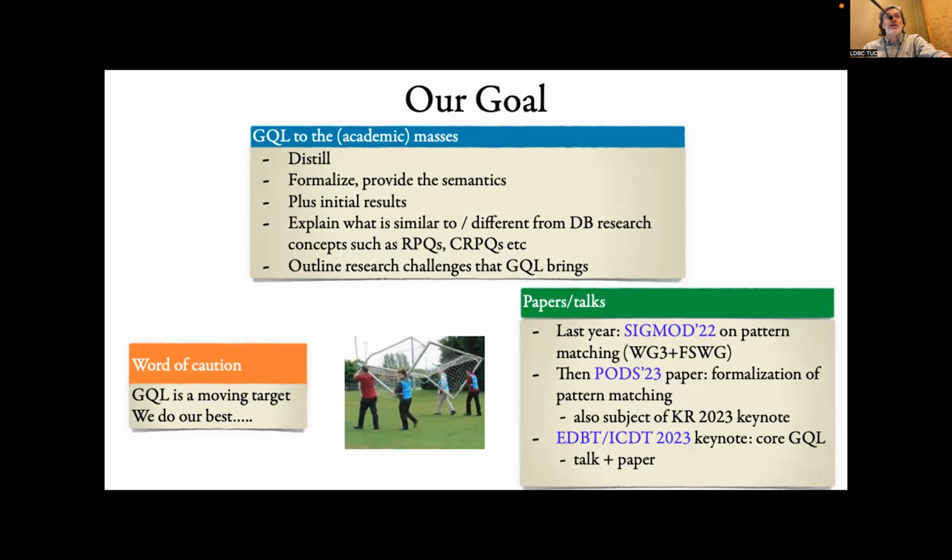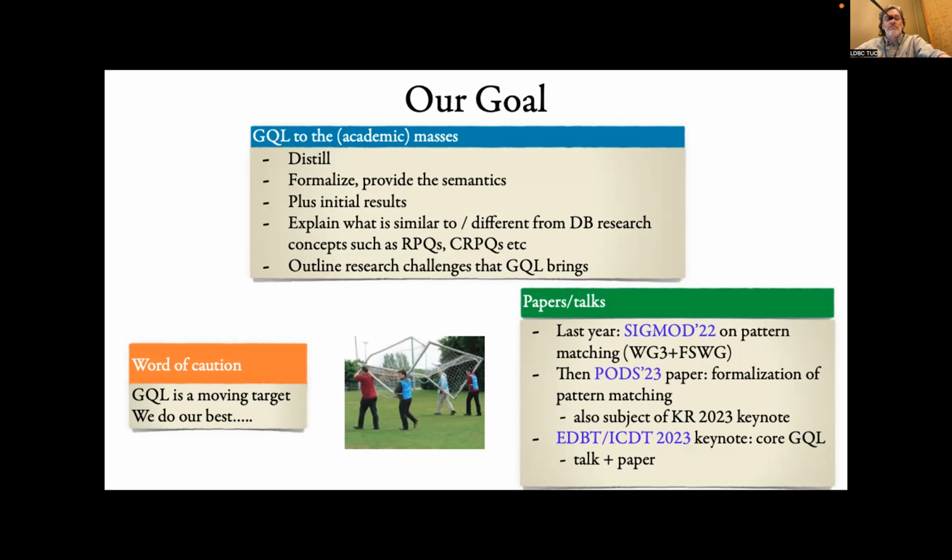Then in PODS, which just happened, there was a paper presented on the formalization of pattern matching, on the common pattern matching that we heard about. It was also the subject of my KR23 keynote, where I tried to talk to people working on, KR being the leading conference on logical AI and knowledge representation, with quite a few folks that work on knowledge graphs. I was trying to convince them to start using this model rather than RPQs.